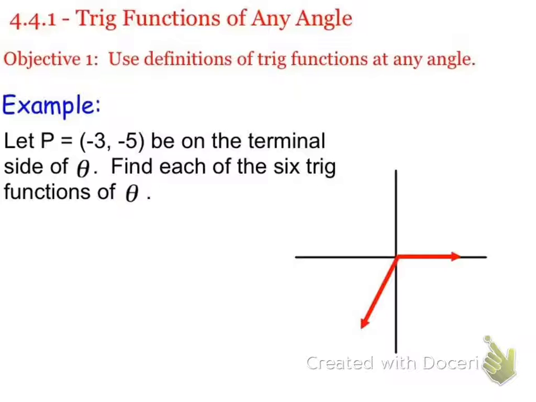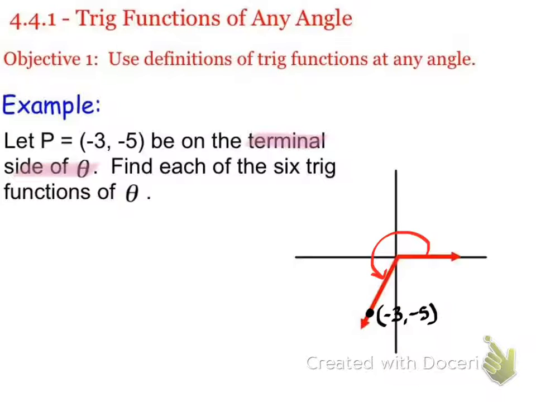Let P equal the point (-3, -5) be on the terminal side of theta. Find each of the six trig functions of theta. First, let's take a look at the picture of what this would be. Since P is (-3, -5) and it's on the terminal side of theta, theta is this nice large angle that's going to land in quadrant 3, because that's where (-3, -5) would land.